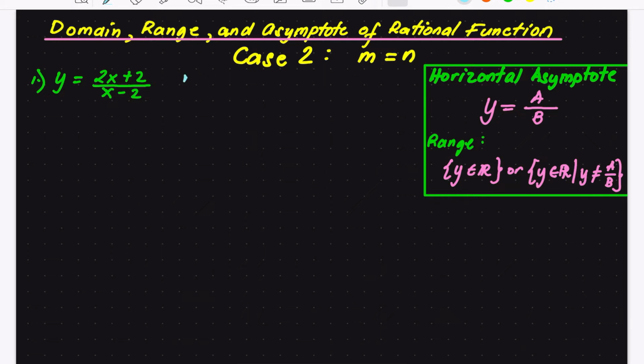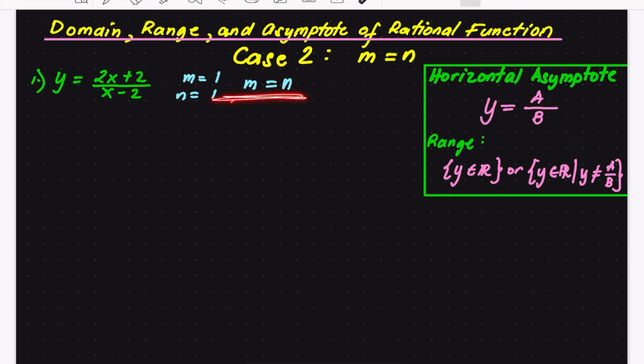So, yung degree ng numerator natin ay 1. Ang degree naman sa denominator ay 1. Okay? Sorry, 1 pala. Ang degree ng denominator ay 1. So, paano natin i-determine yung degree ng numerator and denominator? Pag sinabi natin degree, yung highest exponent ng variable x natin. So, ang highest exponent ng variable x natin dito ay 1. Sa denominator naman, 1 din. So, in this case, m is equal to n. So, yan yung case number 2 natin.